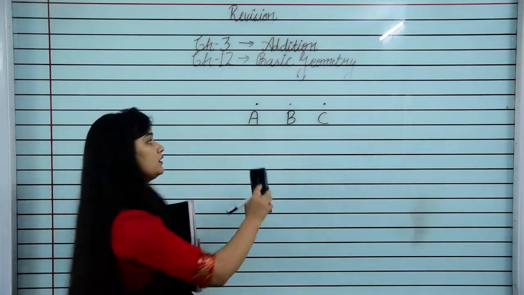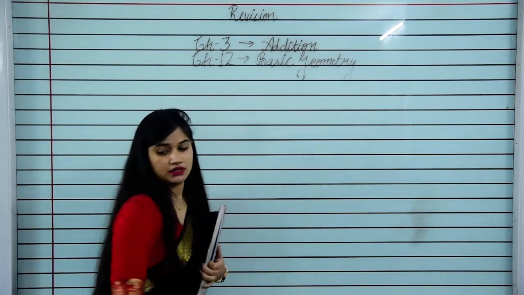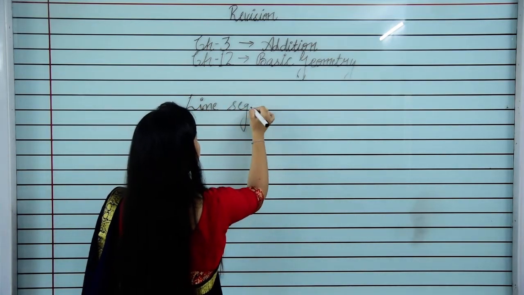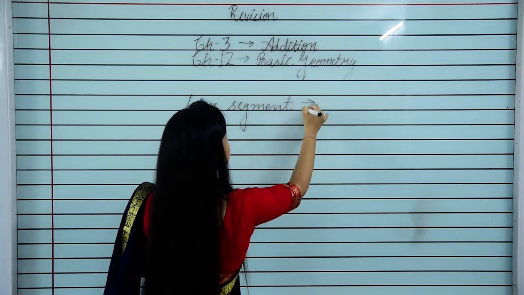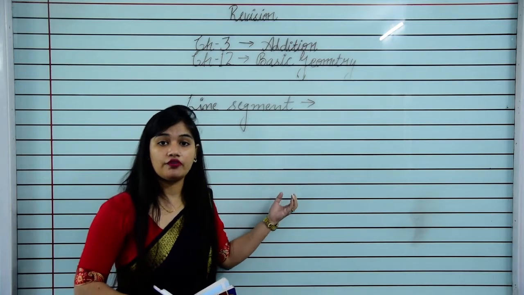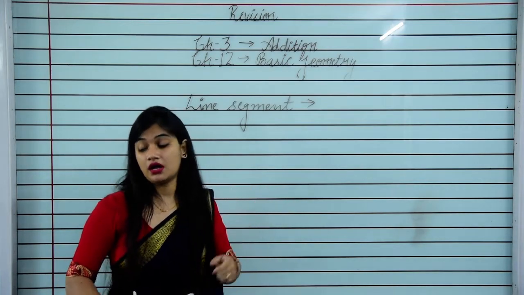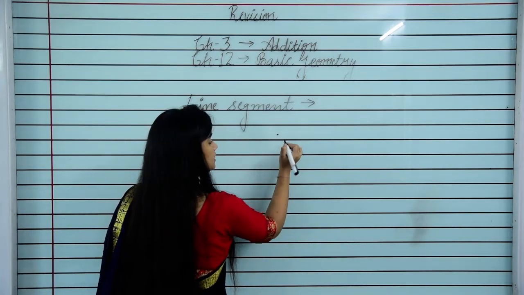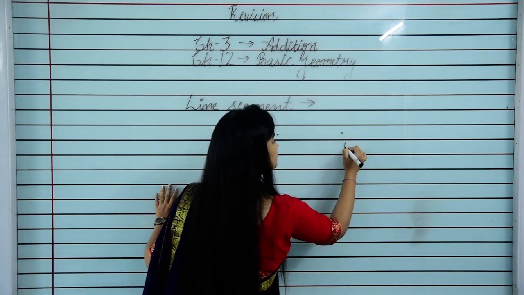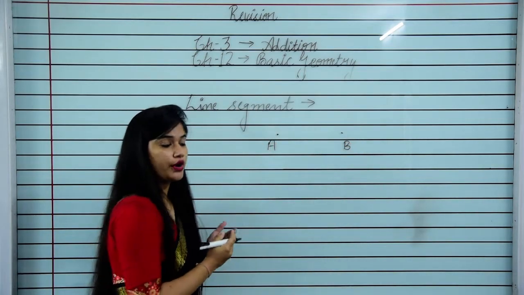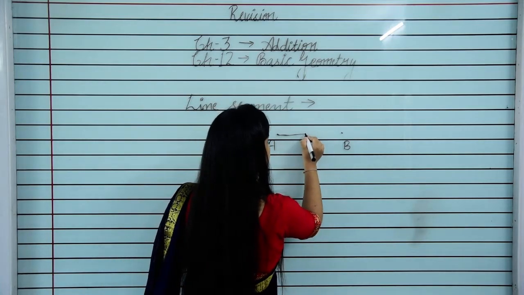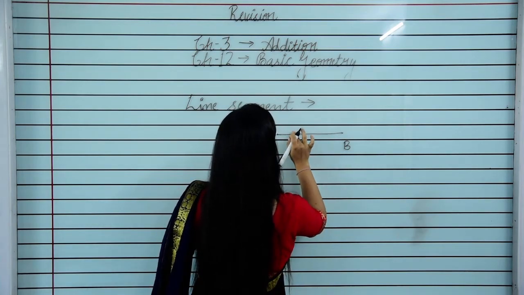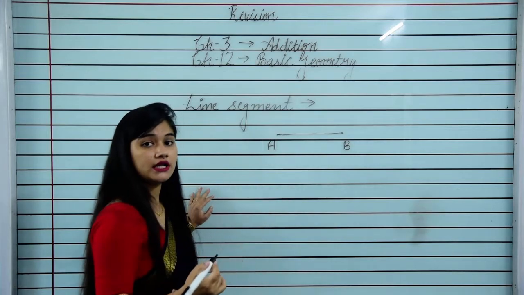Now we'll study about the line segment. So students, line segment means a piece of line. It means line का एक टुकड़ा. And how we can form a line? If we take 2 points, this is point A and the next point is point B. If we take 2 points and we join these points with a straight line, then we can form a line segment.